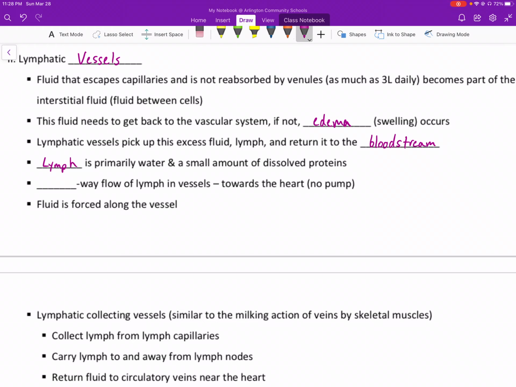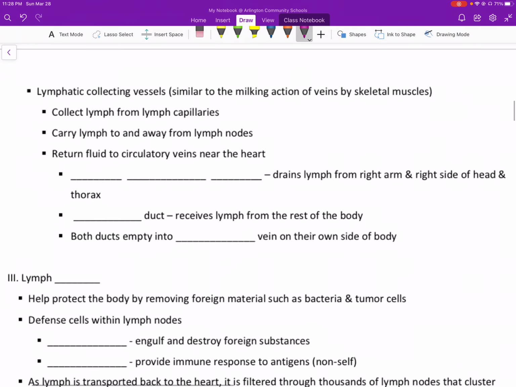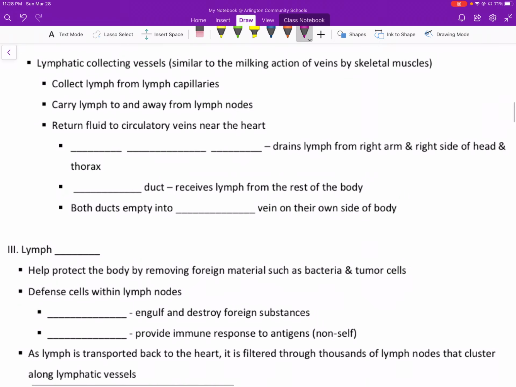It's primarily water and a small amount of dissolved proteins. This is what is contained within these lymphatic vessels. And it is a one-way flow of lymph in vessels towards the heart, and there is no pump here. Now, fluid is forced along the vessel. Then we have what we call lymph collecting vessels, which work kind of like our veins, where a skeletal muscle contracts and blood flows through the body, same type of thing here.